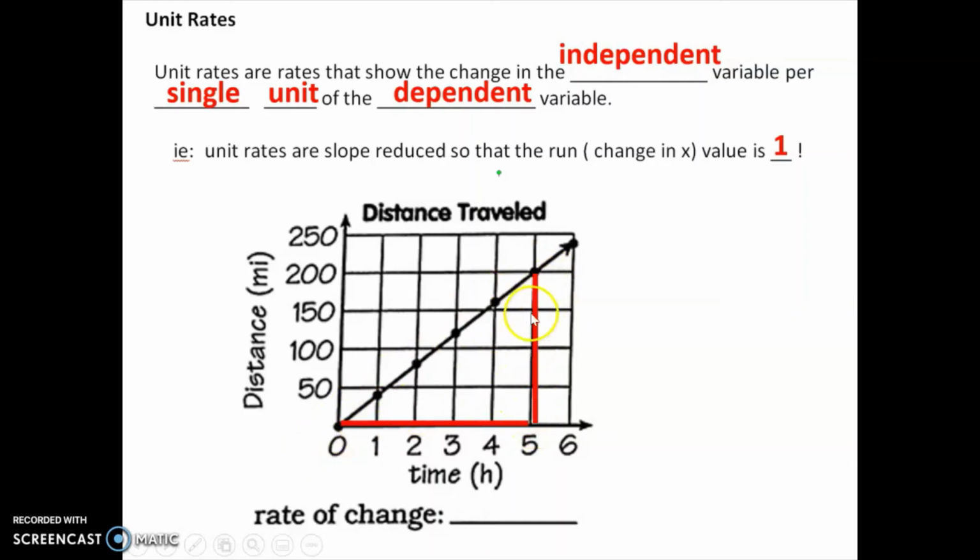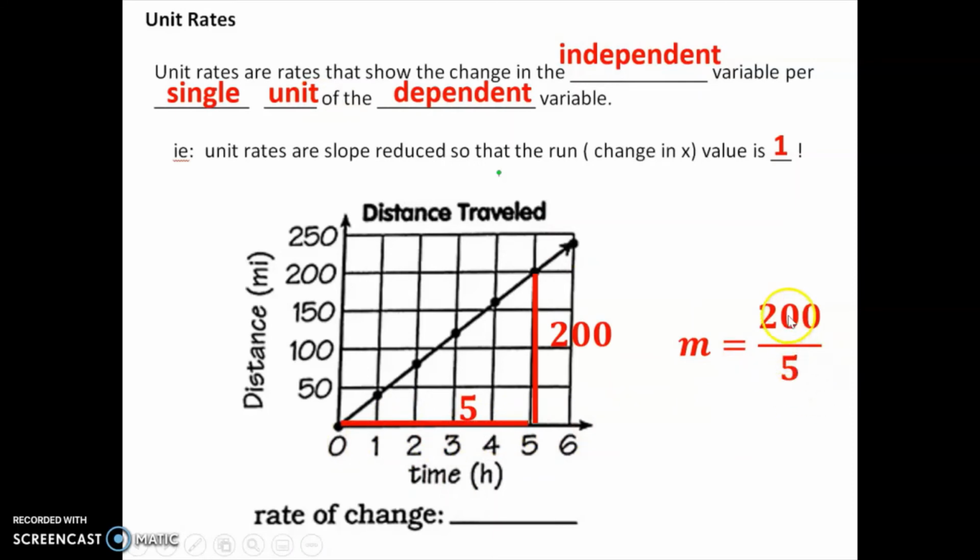From here to here, the rise is from 0 to 200. So this is a rise of 200. And the run is, we can see, from 0 to 5 units. So our slope, our gradient, slope or gradient is 200 over 5. Great. That's okay for a slope. But if we want the unit rate, we have to reduce this, it says, so that the dependent variable is a single unit. This bottom number, which is your x-axis, the dependent variable, is a single unit. This needs to turn to a 1.